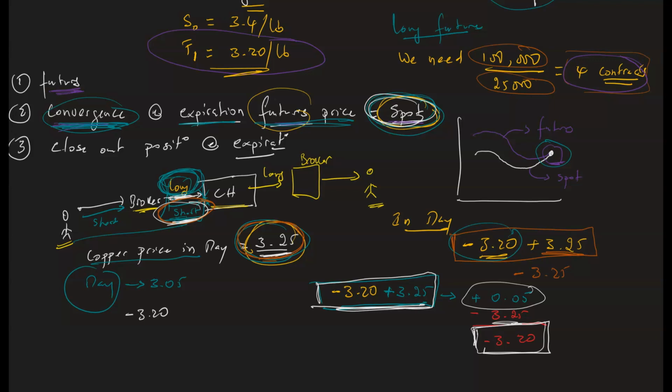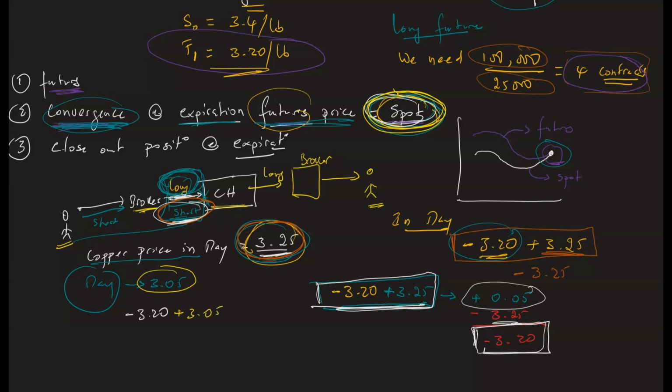We're closing out the position in May, and we're going to be closing out the position at a price that is going to be equal to the spot price in May. Now, that spot price in May is $3.05. And in order to close out the position, remember that's a long, we need to take a short. And so that short is going to be bringing in $3.05.